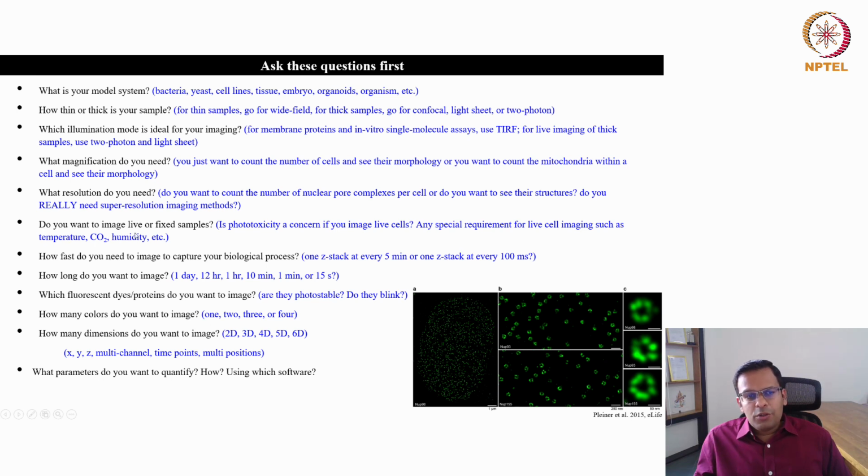Then you have to ask, do you want to image live or fixed cells? Because if you are imaging fixed cells, then phototoxicity or photo damage is not a concern for you. But if you are imaging live cells, then phototoxicity is a concern. You also have to check whether, for your live cell imaging experiment, your microscope has the environmental chamber to maintain the temperature, carbon dioxide, and humidity. Those things you need to check, and you have to decide whether you are going to image live cells or fixed cells.